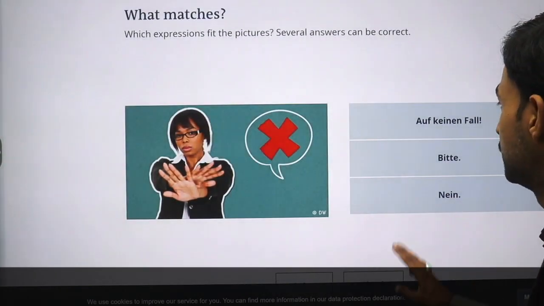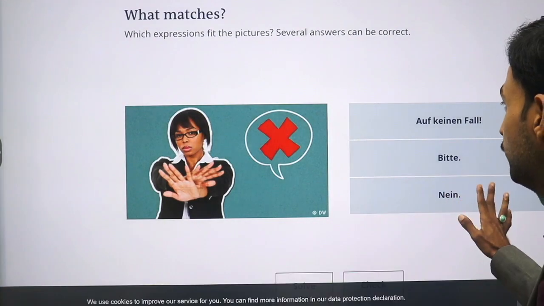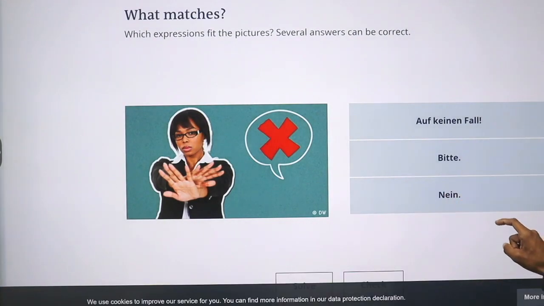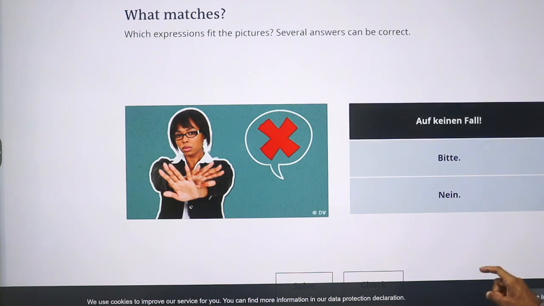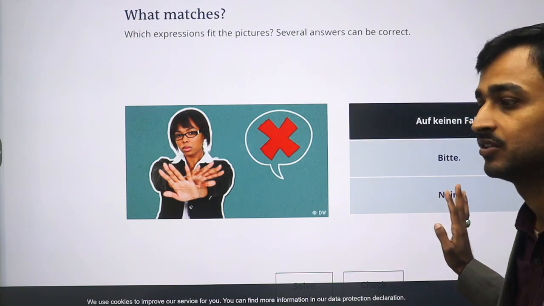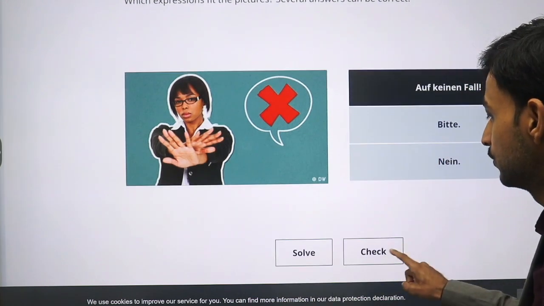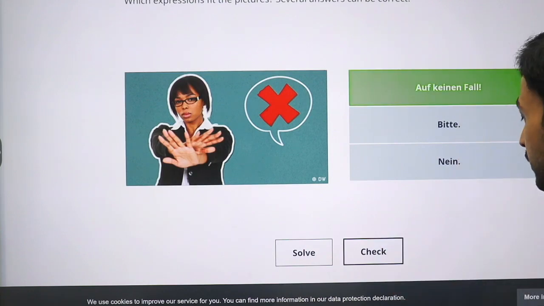So what does it mean? You can see here: auf keinen Fall, bitte, or nein. We'll solve this exercise. We have to write the correct answer. See the picture, the answer is auf keinen Fall. It means she is denying, she is saying no, in no case. We'll check our answer, correct.